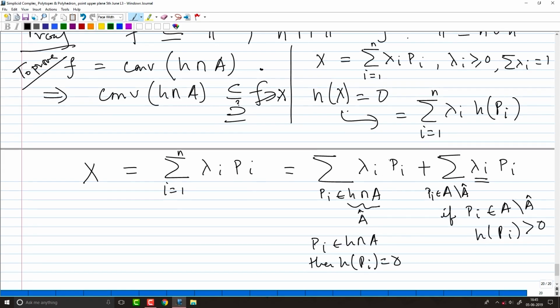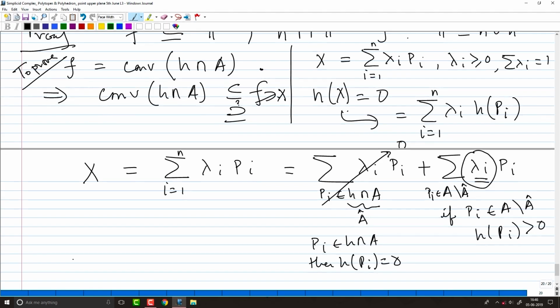See, when I take H inside, this goes to 0, right, because each H of Pi will be 0. I know H of Pi, where Pi belongs to A minus A hat, is greater than 0. If even one lambda i was not equal to 0, then Hx wouldn't have been equal to 0, because Hx is equal to 0. Because x lies in F, all the lambda i's have to be 0 for all Pi belonging to A minus A hat.